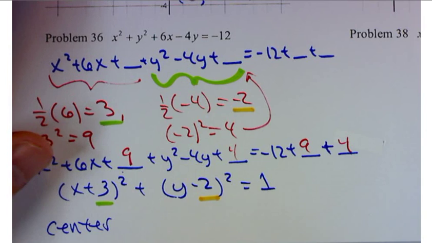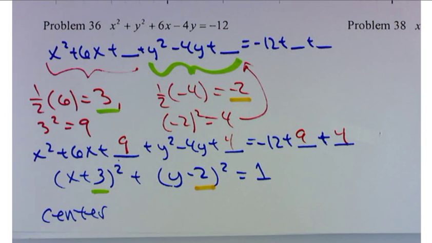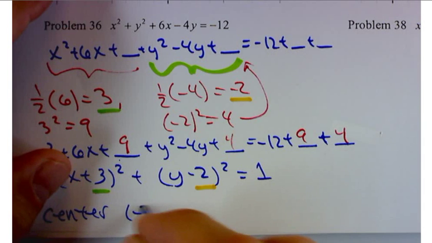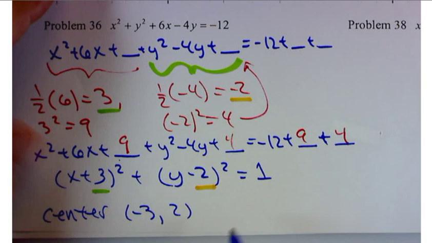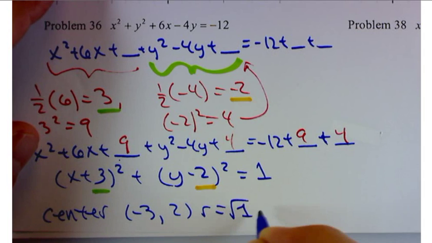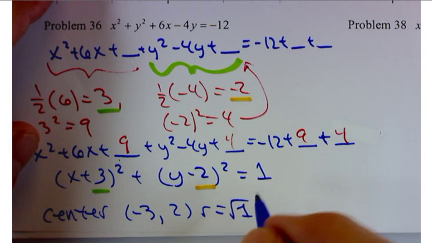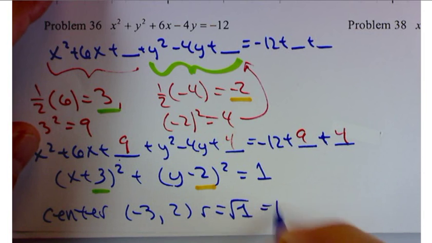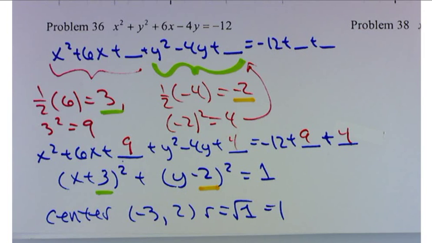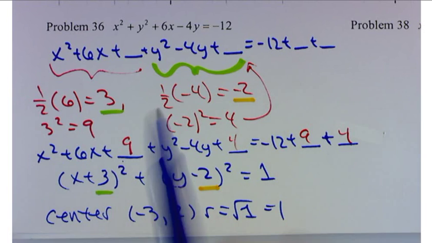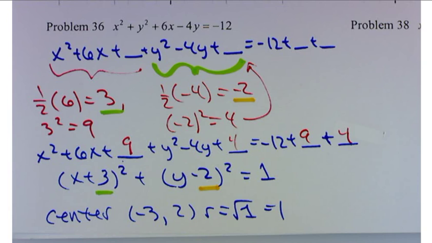Someone tell me what the center and radius is. Negative 3 and 2. The radius is a square root of 1. I was looking for some recognition. Square root of 1, which is 1. All right. But do you see this process? The process of completing the square, we're going to be doing it again when we work on ellipses. But I was going to give you a chance to do problem 38 as a practice problem before we get there.